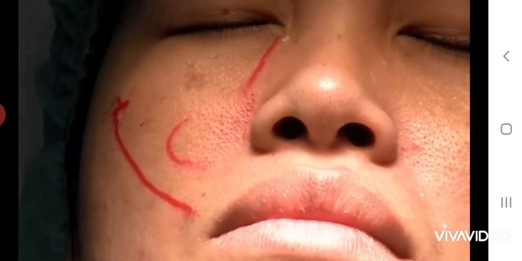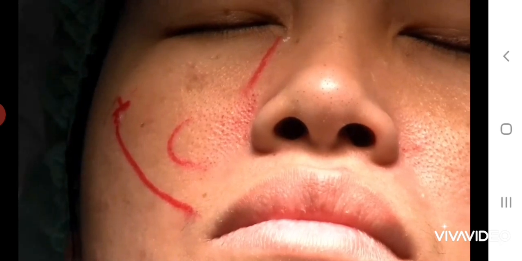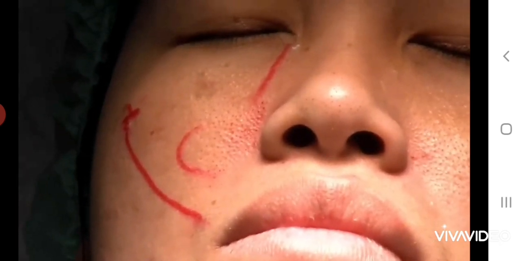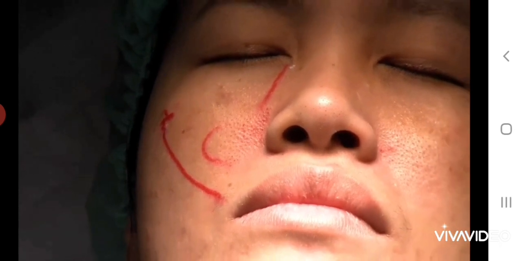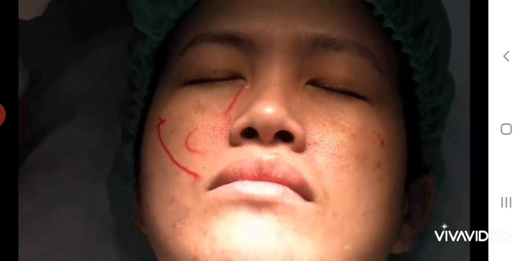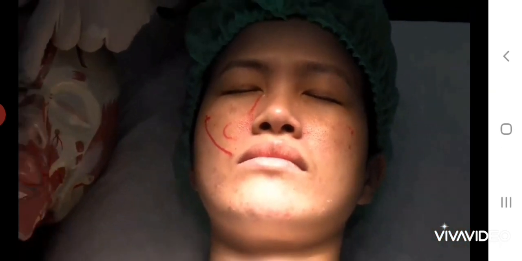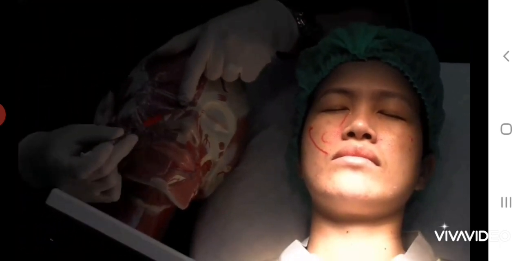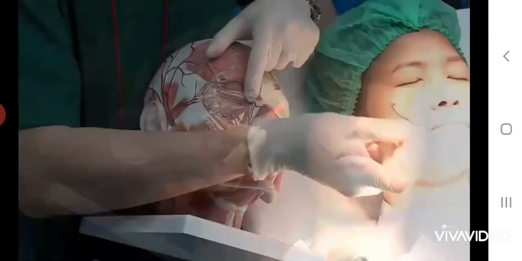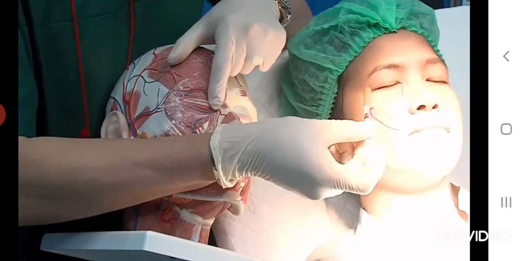As I said, number 3, you must know the origin and insertion of the muscle, and the level. This part is very superficial. It's not too superficial, but you see that subcutaneous is enough.